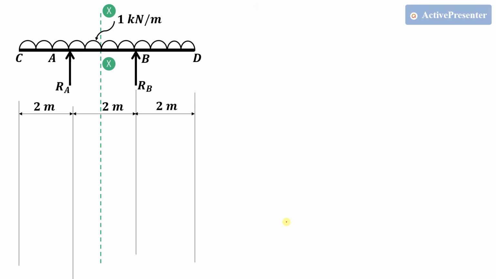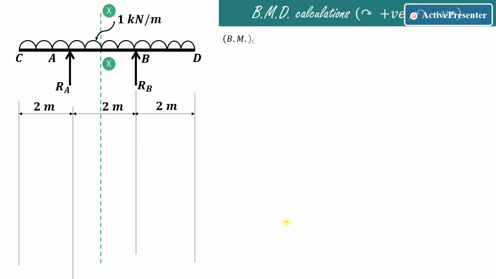Now we'll find out the bending moment at various other points so that we can draw the bending moment diagram. We know that at the end points of simply supported beam the bending moment is 0. So at point C it will be 0, at point D also it will be 0. So we'll start with C. So bending moment at point C is 0. At point A we have to consider all the forces which are acting on the left hand side of A. So on the left hand side of A we are having u.d.l of 1 kilonewton per meter.